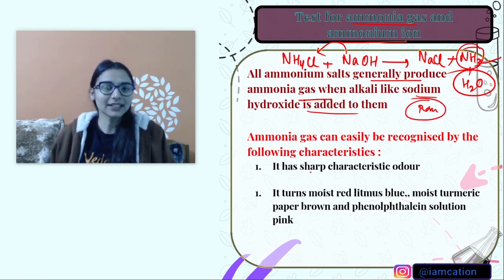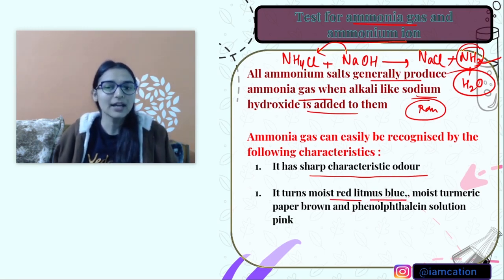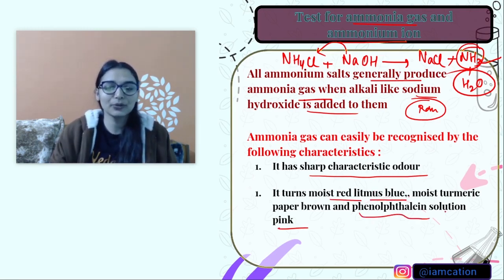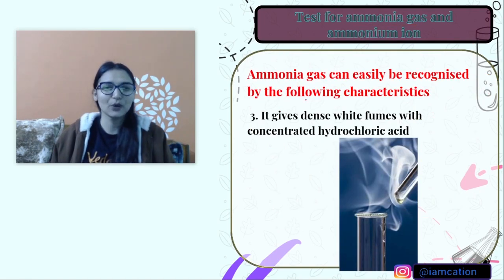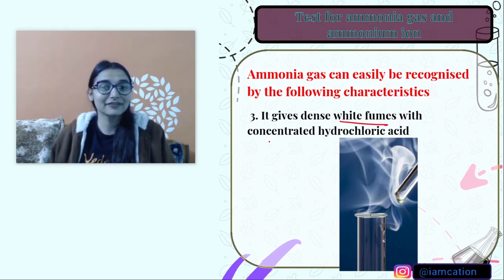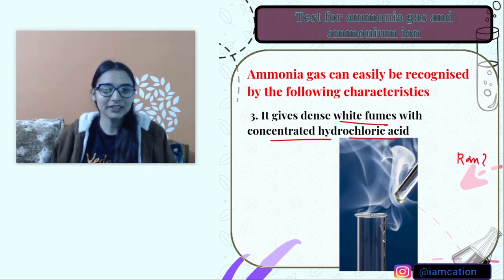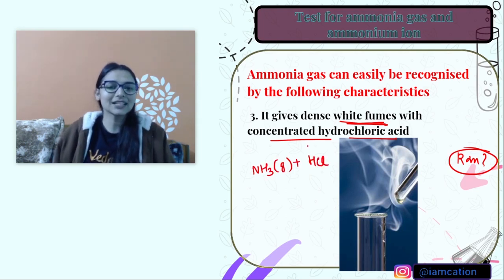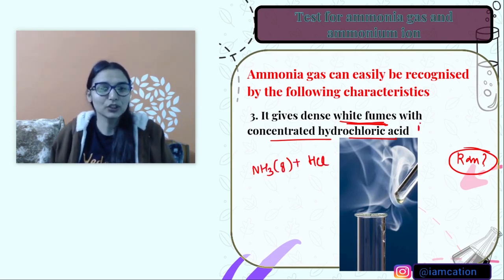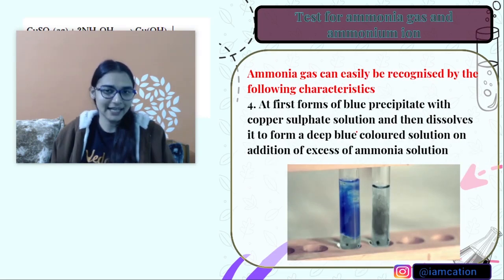Okay, and how can we recognize it? Because it has a pungent smell. It turns moist red litmus paper blue. Some indicators: phenolphthalein turns pink and turmeric paper would be turned reddish brown. It can also be characterized by another test. It gives dense white fumes with concentrated hydrochloric acid. Can you write the reaction for this? Those dense white fumes are of what? You are treating ammonia with concentrated hydrochloric acid. Ammonium chloride's dense fumes we would be getting, isn't it? So we can recognize it that way.